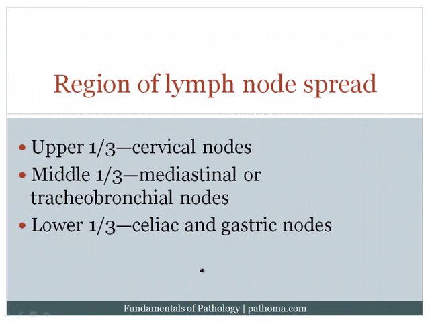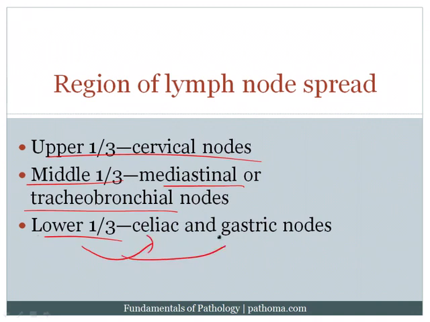If the cancer arises in the upper one-third, it tends to spread to the cervical nodes. In the middle one-third, you'd expect it to spread to the mediastinal or tracheobronchial nodes, and if it's in the lower one-third, you'd expect it to spread to the celiac or the gastric nodes. And that's important to note again because it's an anatomy tie-in.